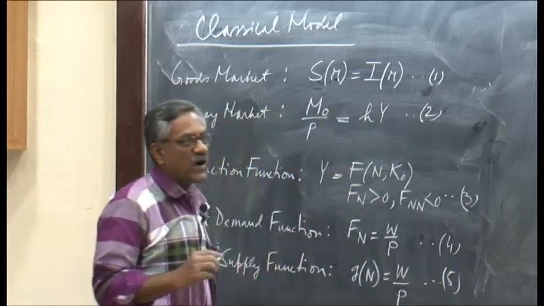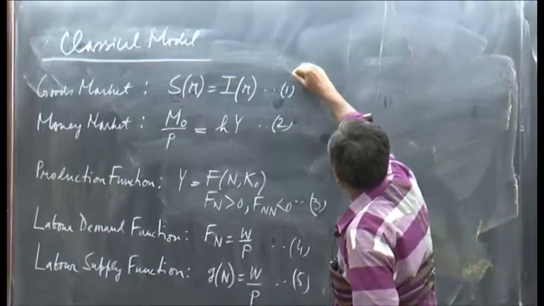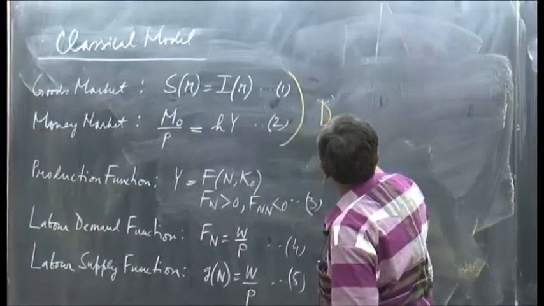So essentially I have 5 algebraic relationships to describe the macro model. The first 2 are the demand side.